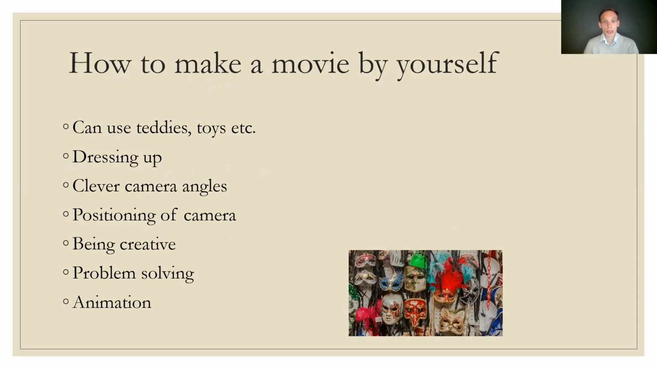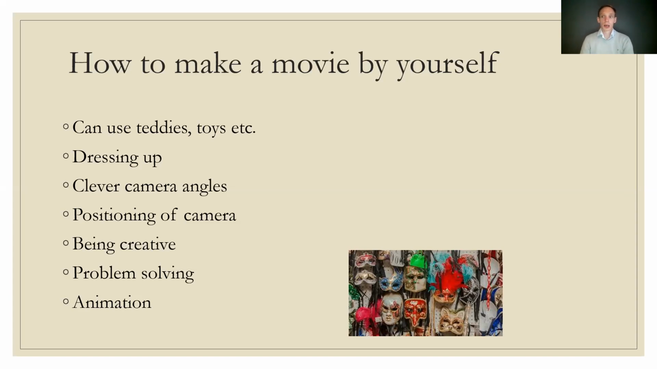Now, I've gone through this a little bit already, how to make a movie by yourself. You can use teddies, toys, different characters, anything you want. You can draw someone and have it beside you. You could use animation in it. You can dress up as different people. So I would go from this side as one person dressed up and this side as the other person dressed up. So when I'm talking like this, and now I'm talking like this. So if we bring the two of them together, it could make it look like it's 2 people talking at once. Using clever camera angles.